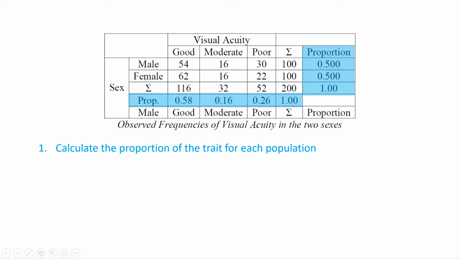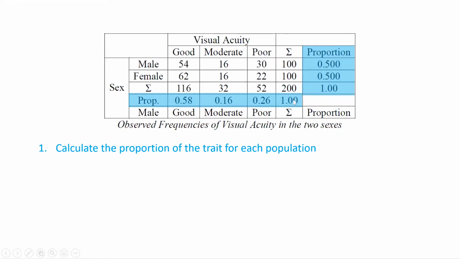So let's look at this example. This looks almost identical to the one that we just looked at for independence, but now we have sex, male versus female, and we have visual acuity. So we expect under the null hypothesis for the number of males and females that have each of these visual levels to be approximately equal. And we see that here when we look at these proportions, right?